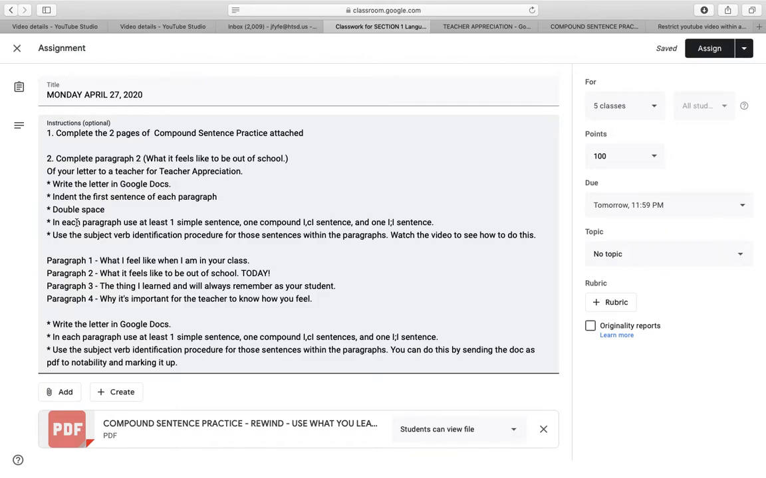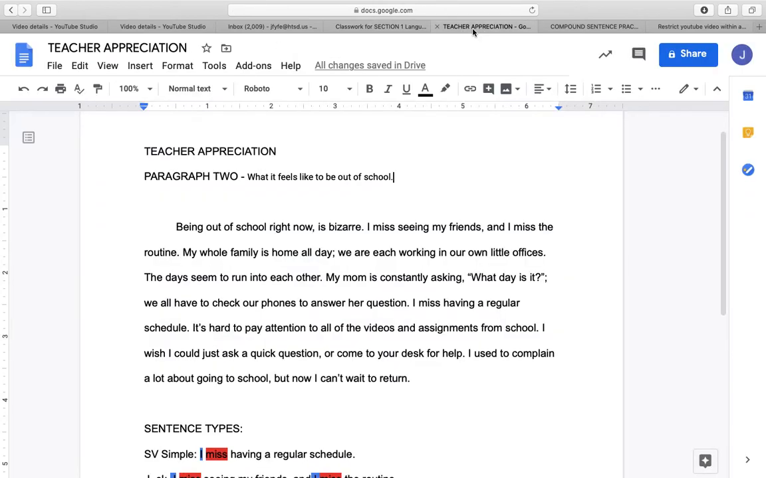I'm going to show you how I did it for this week because I found last week when some of you used Notability and some of you didn't, that it was very confusing to read over your work and also to give you feedback. So I think the best deal is to use Google Docs, and you could even share your Google Doc with me, and then we can make comments back and forth. So if you would do that, I would love it. Google Docs is the way to go. And I'm going to show you what I did. So here's my paragraph 2, what it feels like to be out of school.